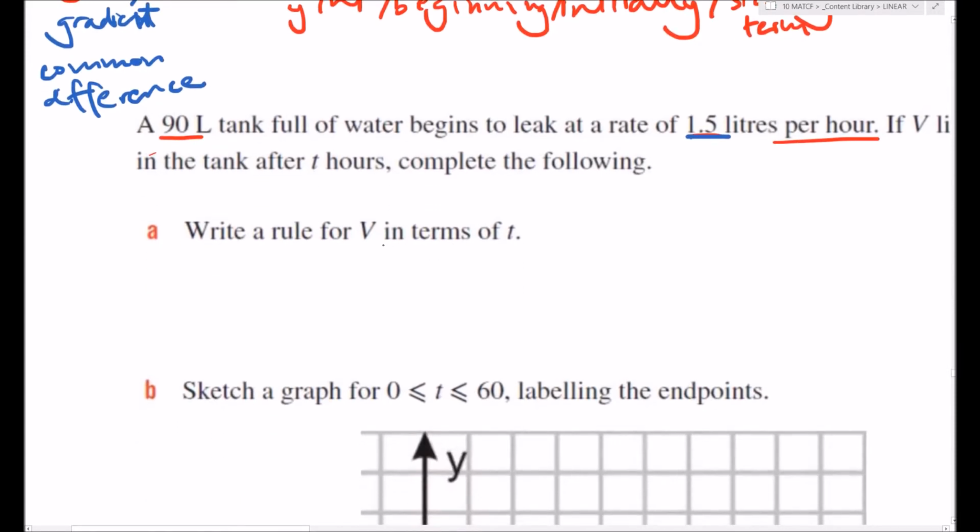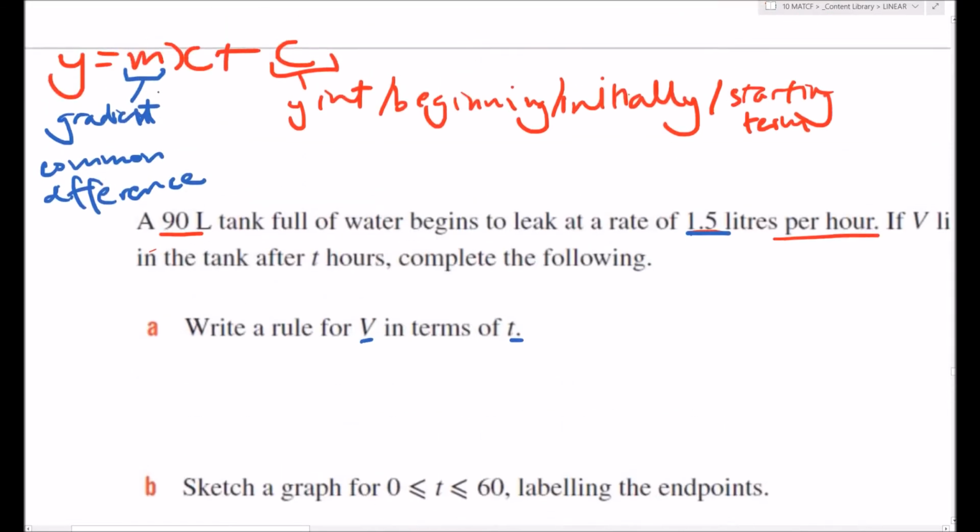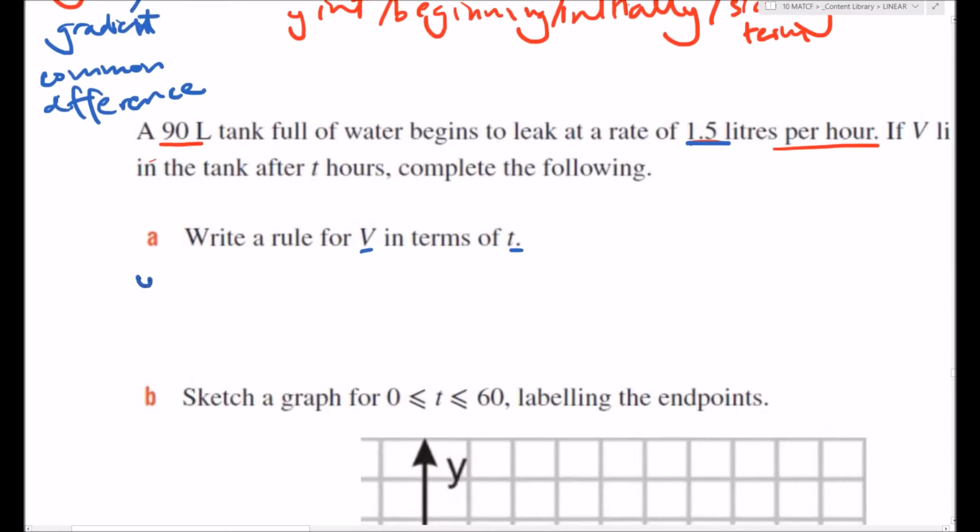Now it does say here to create the rule in terms of V and T. V refers to the volume of the water, and T refers to the time in hours. Okay. We'll leave that for now, and we'll just focus on this rule. y equals mx plus c. I can see that with my rule here, kind of like even with recursion, you only need to change two numbers. You need to change the gradient and the y-intercept in your formula. Those are the two things that you're going to change in this formula.